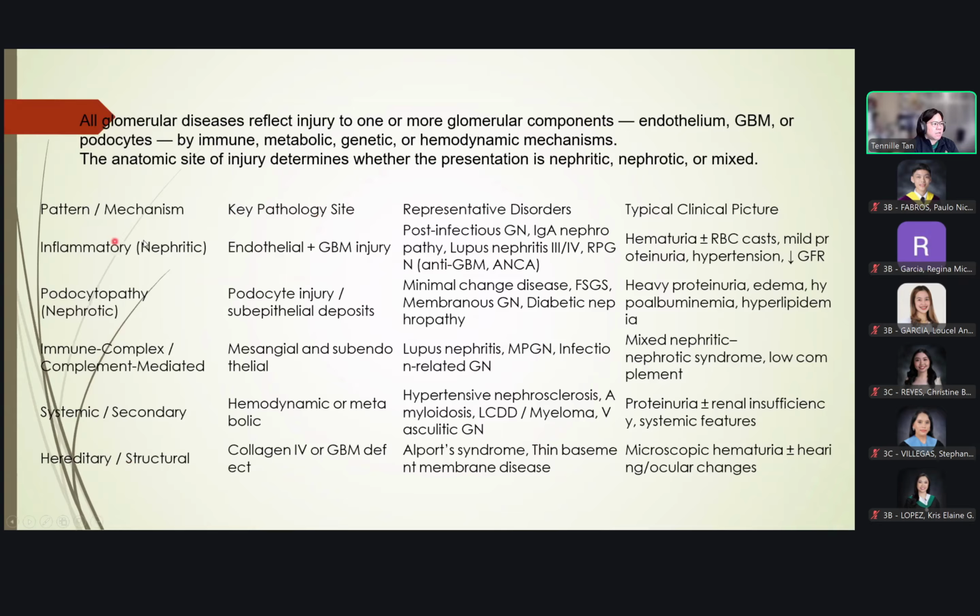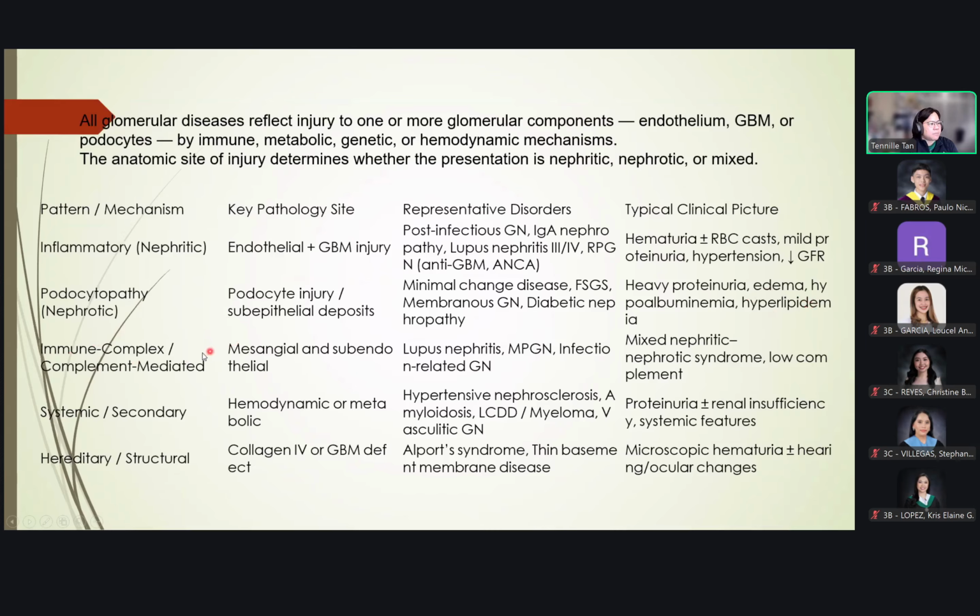So the key pathologic site for nephritic is endothelial or GBM injury. We mentioned the different representative disorders like post-infectious GN, IgA nephropathy, lupus nephritis class 3 or 4, and RPGN. The typical picture is hematuria with or without RBC casts, mild proteinuria, hypertension, and a decrease in your GFR. So podocytopathy or nephrotic syndrome: with podocyte injury and subepithelial deposits, you can have minimal change disease, FSGS, membranous GN, diabetic nephropathy. Again, it's heavy proteinuria, edema, hypoalbuminemia, and then hyperlipidemia.